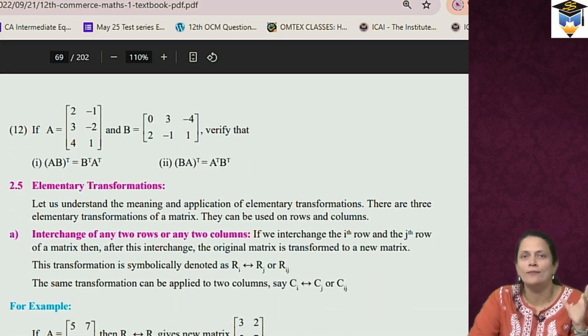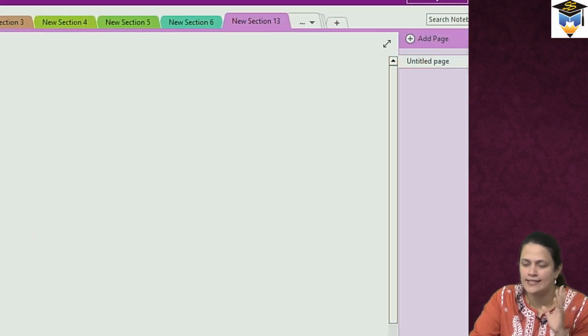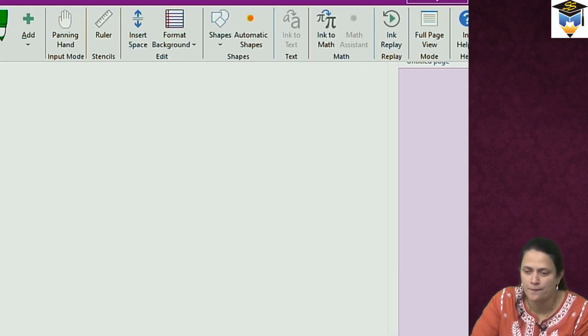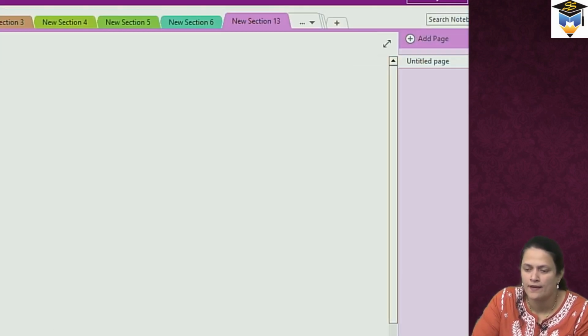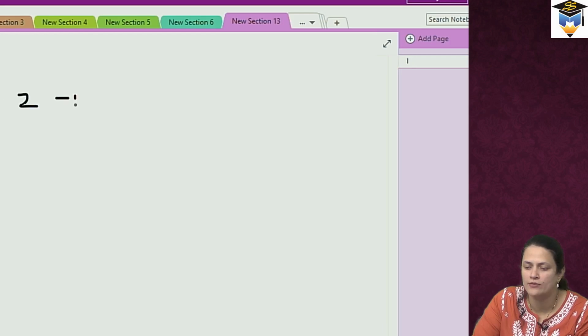Now when we talk about transformations, suppose we have a matrix, let's say A is our matrix, and the elements of A are given to us as 1, 2, minus 1, 3, 4, 8, 1, 6, 2.